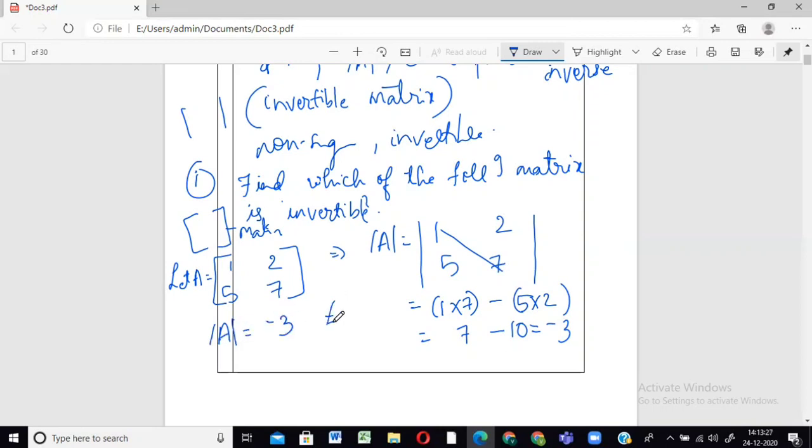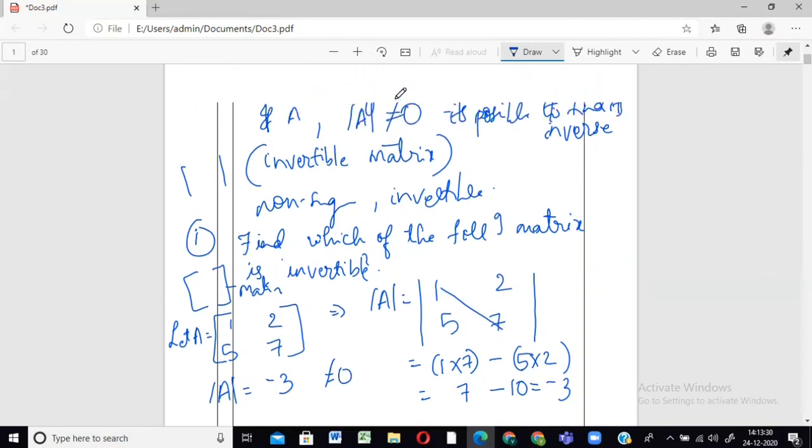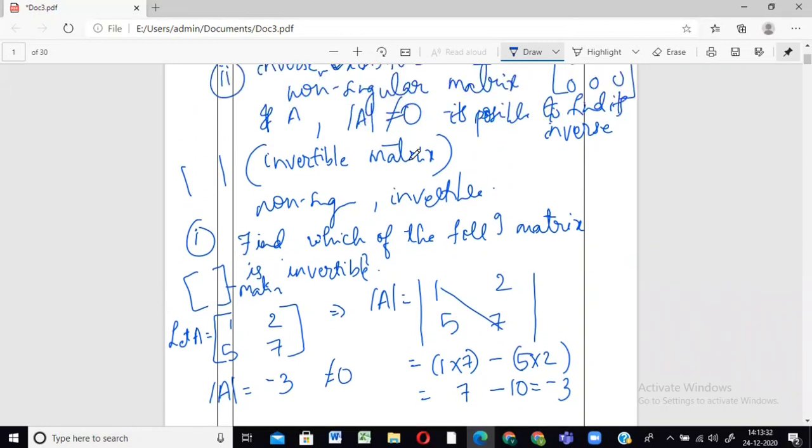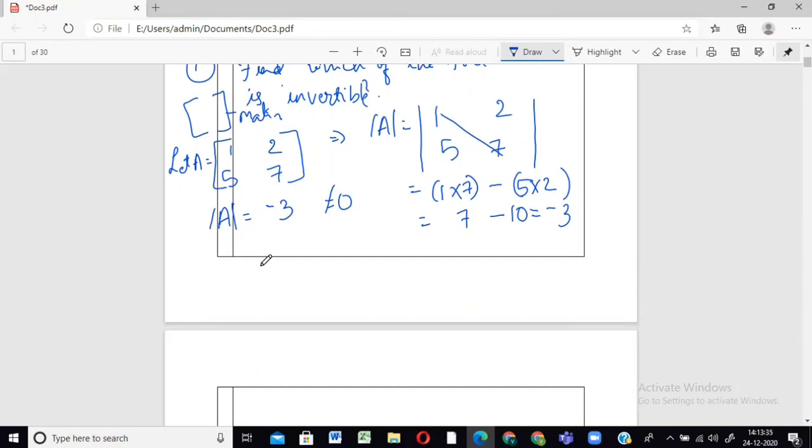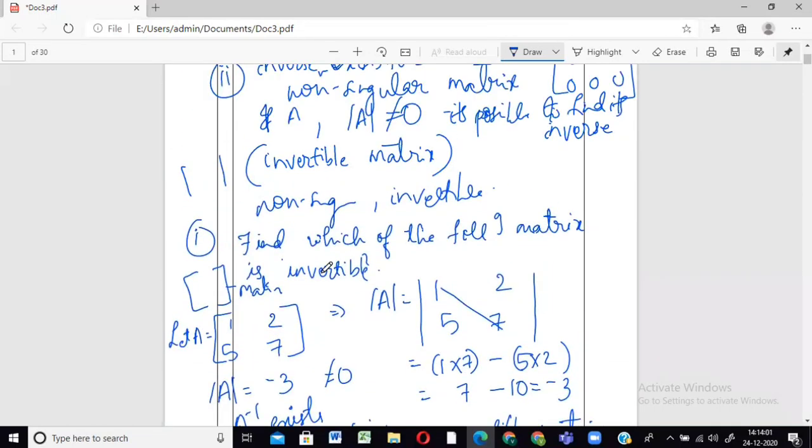So this is clearly not equal to 0. Yes, that is what we wanted, right? The determinant of A is not equal to 0. So therefore A inverse exists. Correct? If it's not equal to 0, it is non-singular. Non-singular means its inverse exists. So its inverse will exist. That is, A is an invertible matrix. That is what they had asked us to find, whether it is invertible or not.